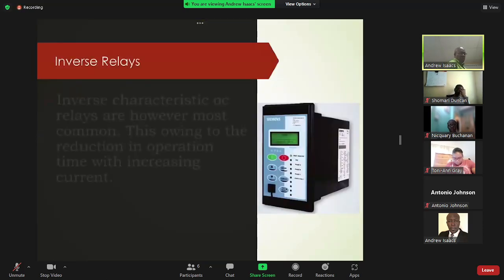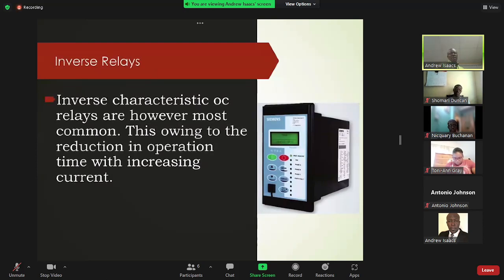And for your inverse relays, obviously they have the greatest utility in our power systems, right? So you'll find them used mostly in our power systems. The others are usually in industrial settings, eh? But for your power system, of course, as the current increases, you want the operating time of your relay to be reduced.